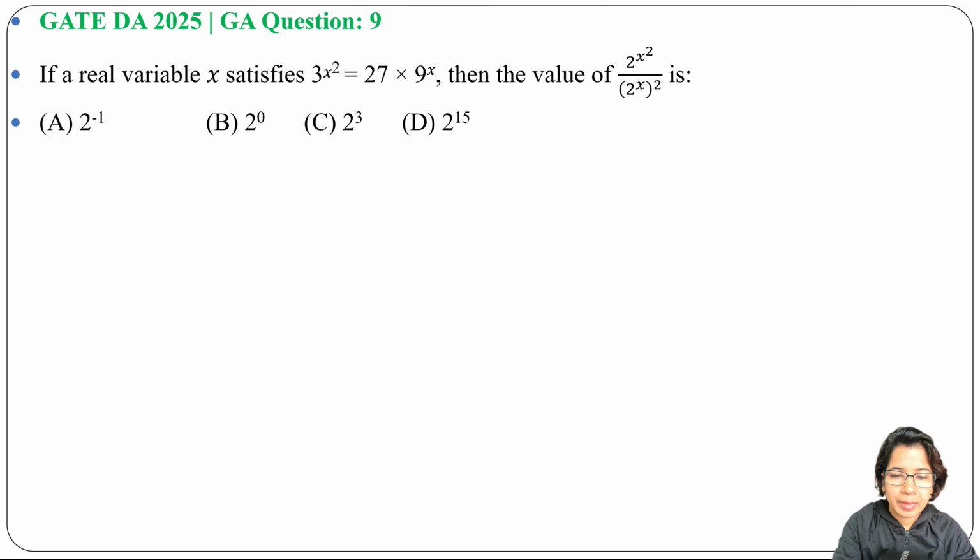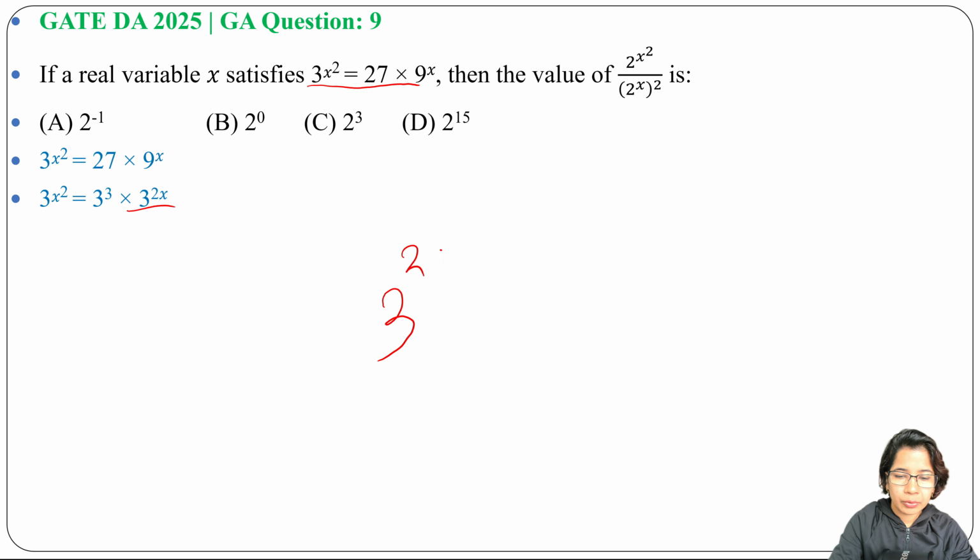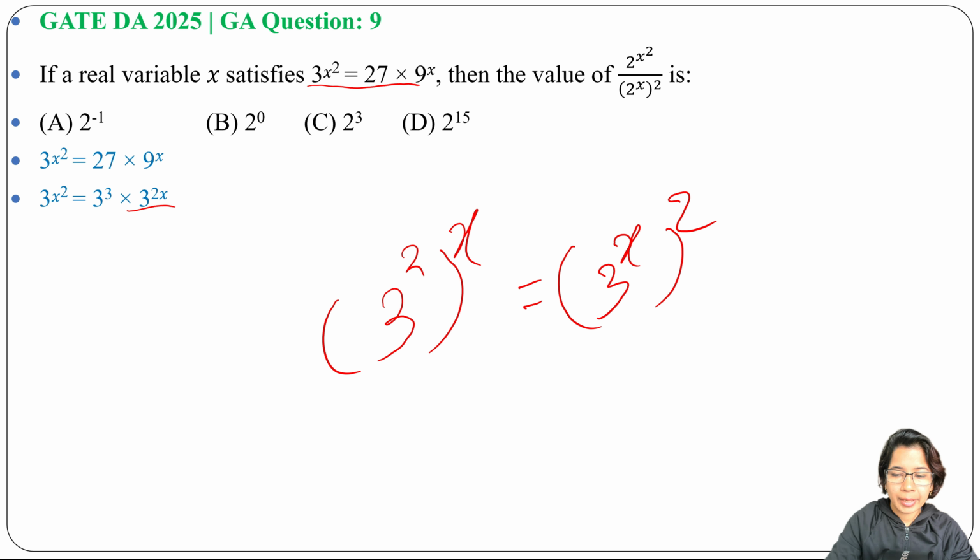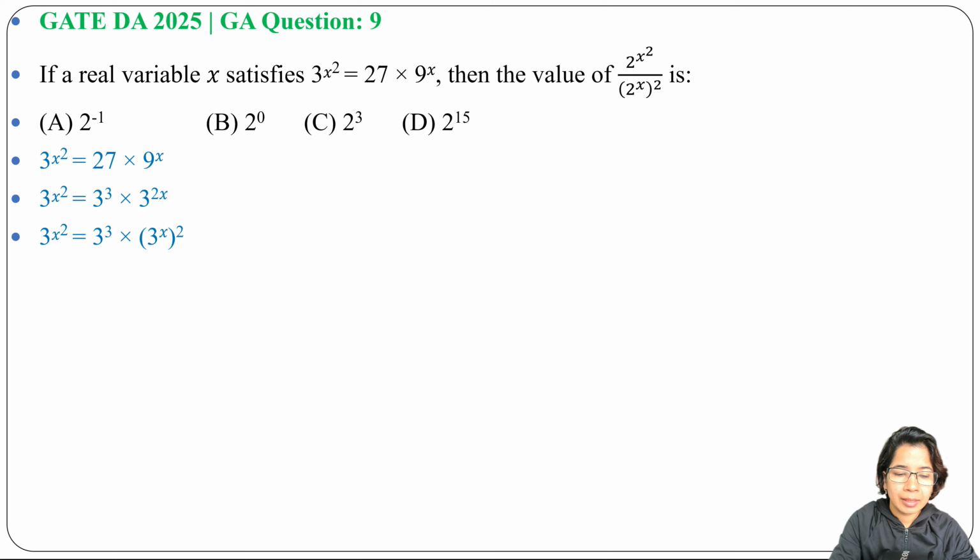So here it's given 3^(x^2) = 27 × 9^x. Okay, so you can simplify this. In place of 27 you can write 3^3, and in place of 9 you can write 3^2. Okay, 3^(2x), that you can write as (3^x)^2. So whether 2^x or x^2, both are 2x. Now in place of 3 write 2.